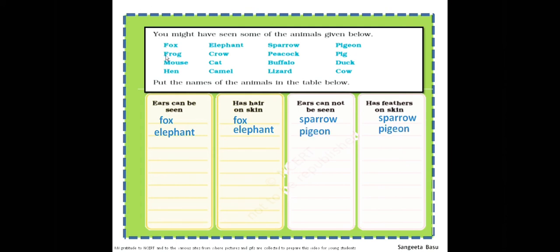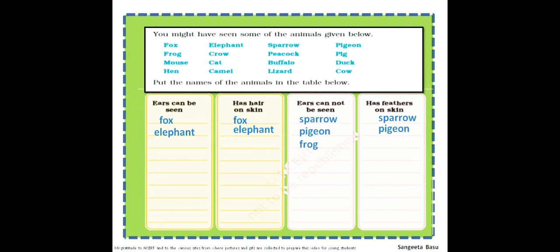Next, in the second line, the first animal is the frog. Ears can be seen? Oh no. Does it have hair? Not at all. And does it have feathers? Oh no, it has not got feathers also. So, where will we write frog? Only here, ears cannot be seen. Crow and peacock, they are again birds, so the same as sparrow and pigeon.